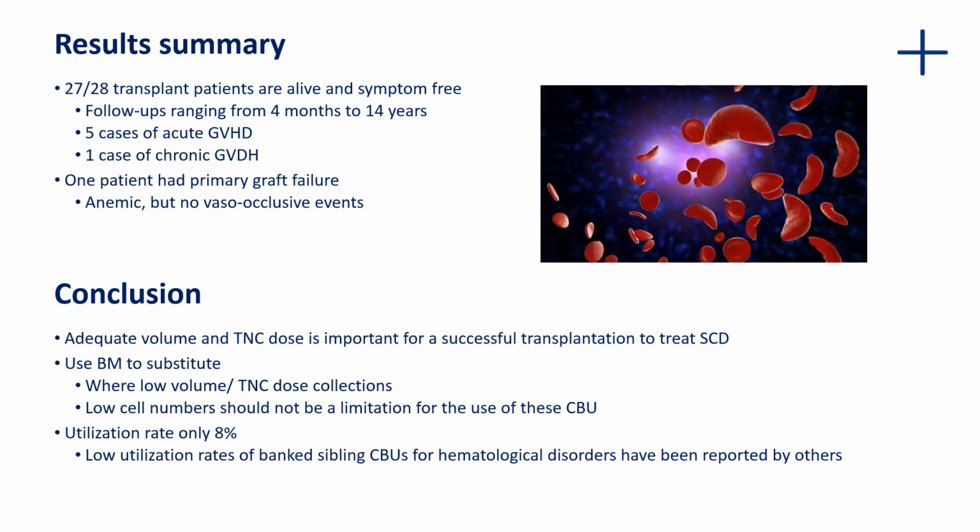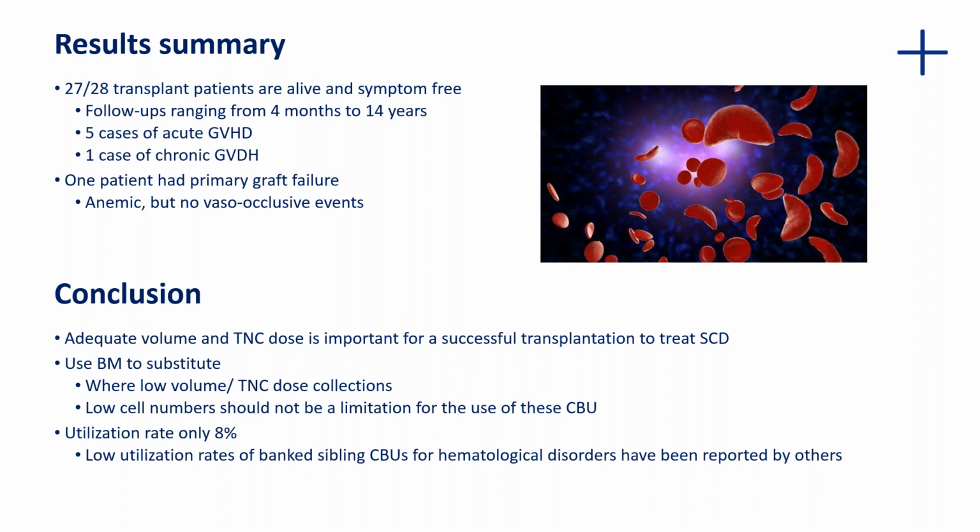So 27 out of the 28 transplant patients are alive and free of sickle cell disease symptoms, and this includes follow-ups ranging from 4 months to 14 years. 5 patients of those who received a single cord blood transplant did experience acute graft versus host disease, and of these 4 required steroid treatment. 1 recipient of the combined cord blood and bone marrow transplant did develop limited liver chronic graft versus host disease, which was the only chronic GVHD event reported for the entire cohort.